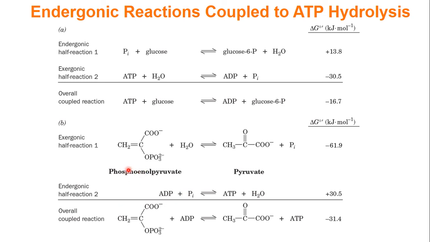So if we want to couple phosphoenolpyruvate with ADP, we can remake ATP because this is an overall negative reaction. So that is how we make endergonic or non-spontaneous reactions happen inside the cell.